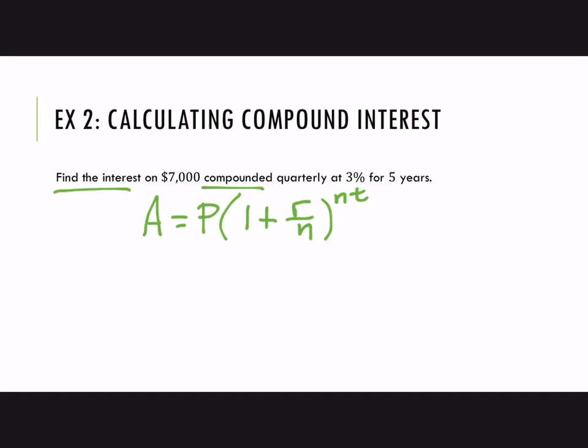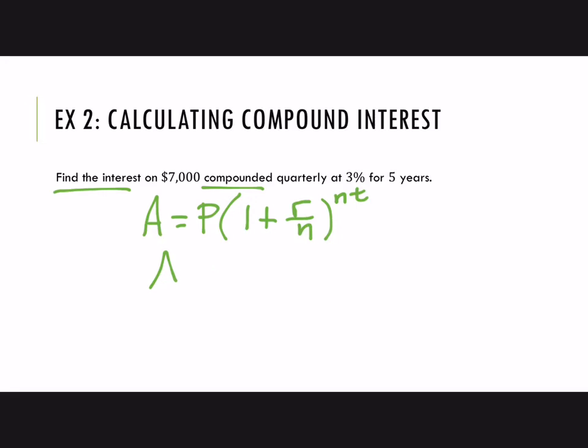Alright, so let's fill in the information we know. And notice in this formula we don't actually have the interest represented anywhere. So what we need to do is backtrack. Once we have the future value, we're going to use the formula: future value equals principal plus interest, and then we can just subtract the principal from both sides to find the interest. So that's where we're headed.